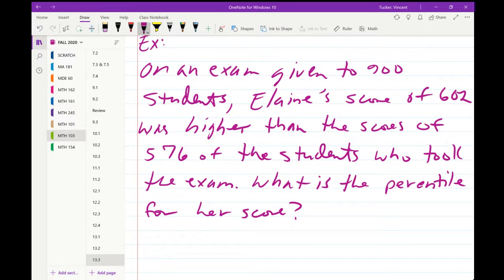So on an exam given to 900 students, Elaine's score of 602 was higher than the scores of 576 of the students who took the exam. What is the percentile for her score?